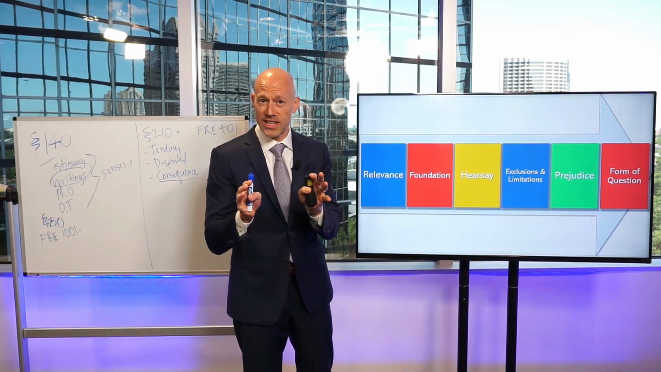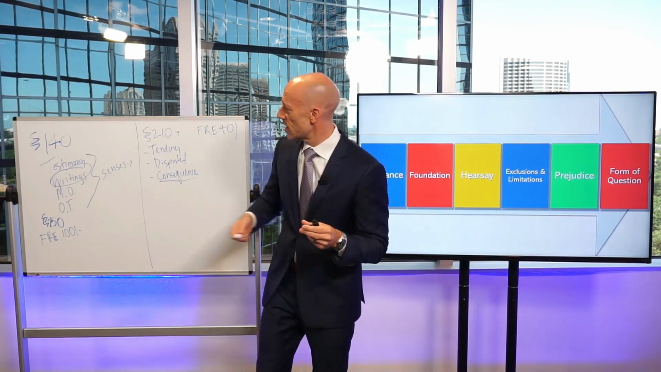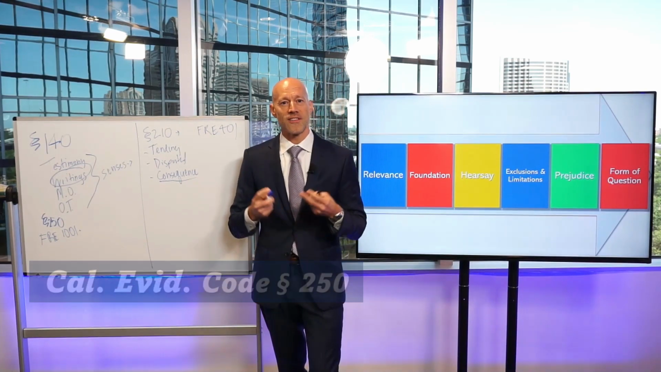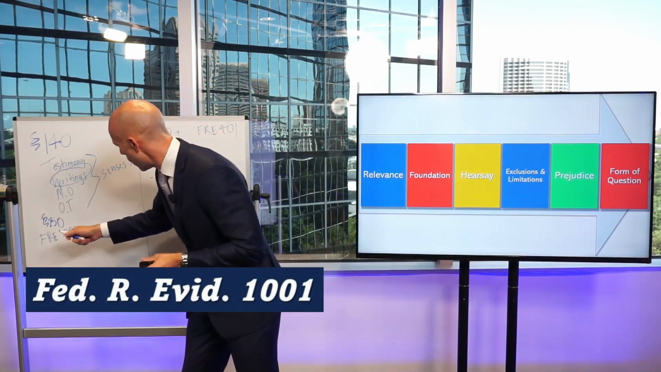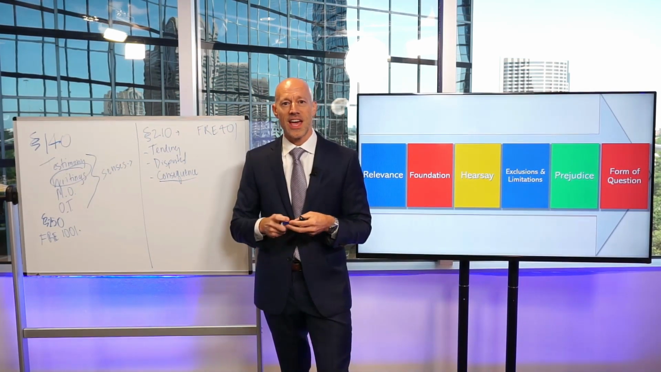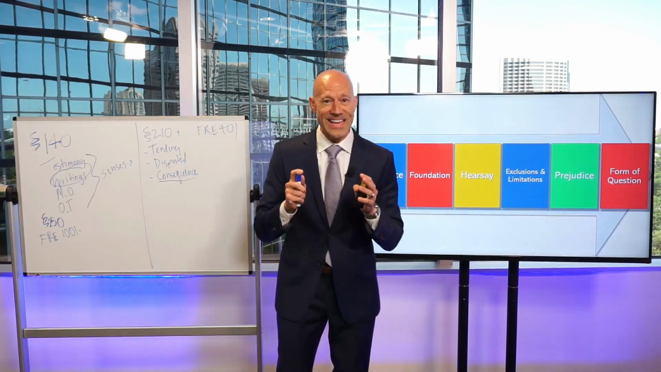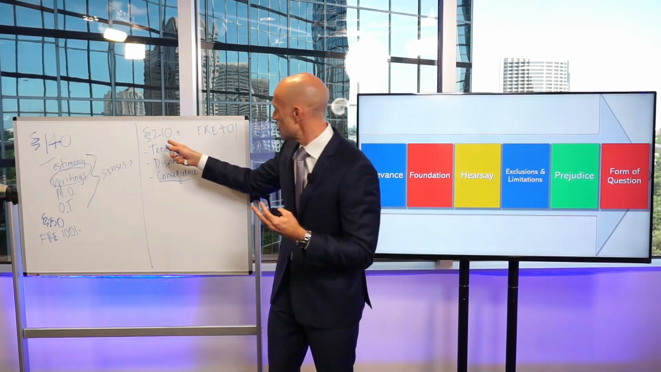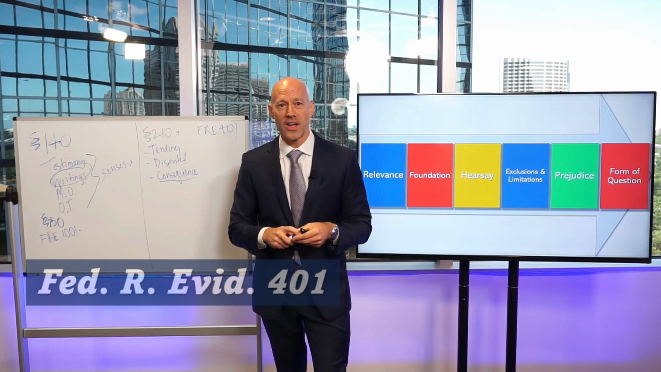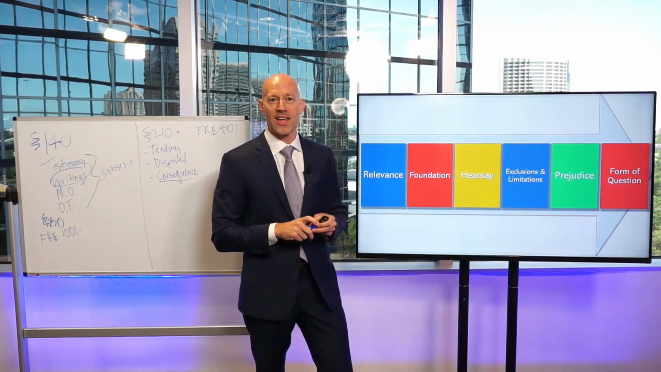So what we've already determined is the type of evidence social media evidence is. In California, it's a writing as defined by section 250. In the federal rules, we're looking at evidence code 1001, looking at documents, writings, and recordings. And we've determined that this evidence is relevant, and we've done that again by looking at the rules: Section 210 in California and Federal Rule of Evidence 401. Now we're talking about authenticating or laying a foundation for the evidence.